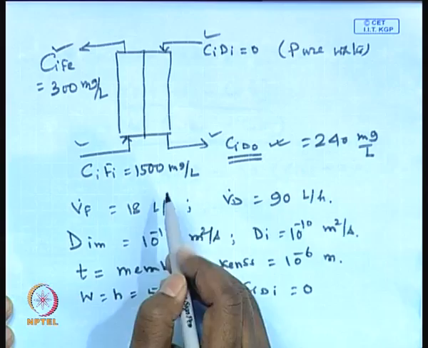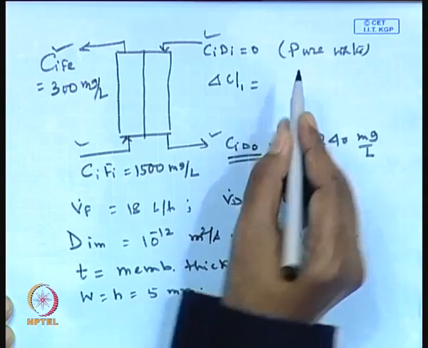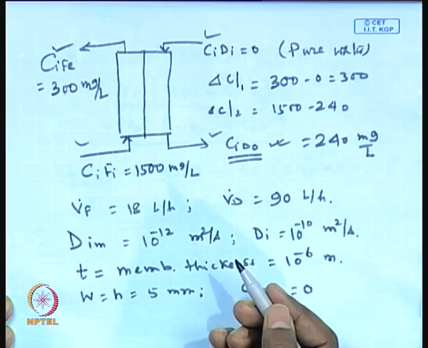Okay. So, delta C 1 will be 300 minus 0, and delta C 2 will be 1500 minus 240. Based on that, you can calculate the log mean concentration difference, right. It is exactly the same as log mean temperature difference in case of heat transfer.